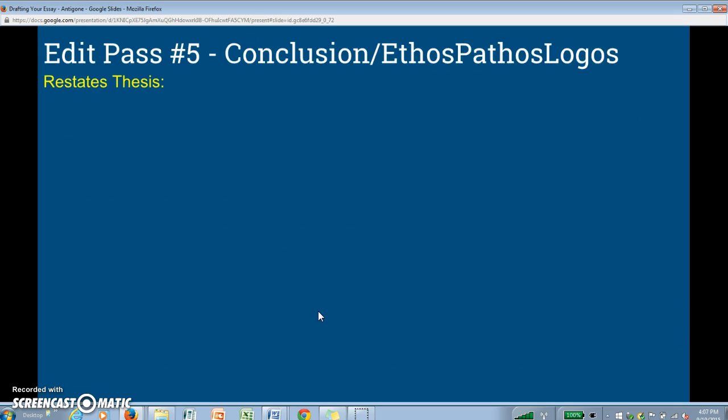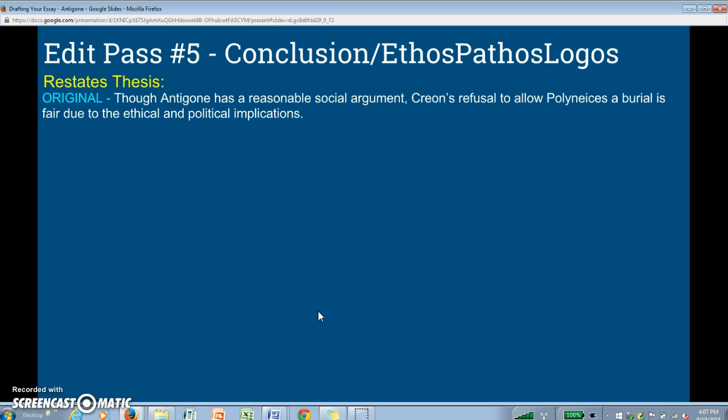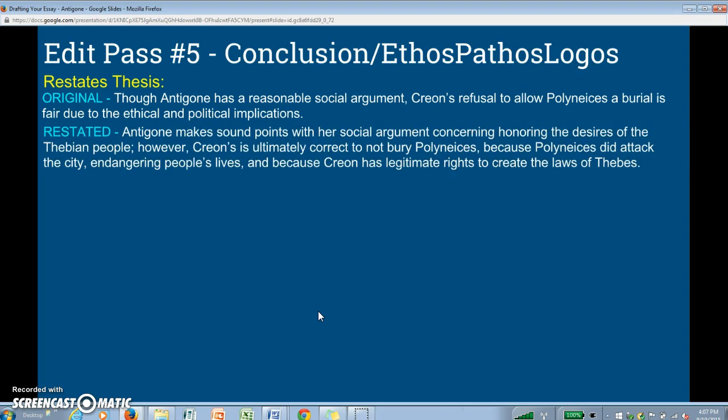Next, for your 5th edit pass, you need to write an awesome conclusion to end your awesome essay. So the first thing you need to do is restate your thesis. Now, if my original thesis is, though Antigone has a reasonable social argument, Creon's refusal to allow Polynices a burial is fair due to the ethical and political implications. My restated thesis should say the same thing, but it should be much more specific to the essay that separated my first thesis to my second thesis.